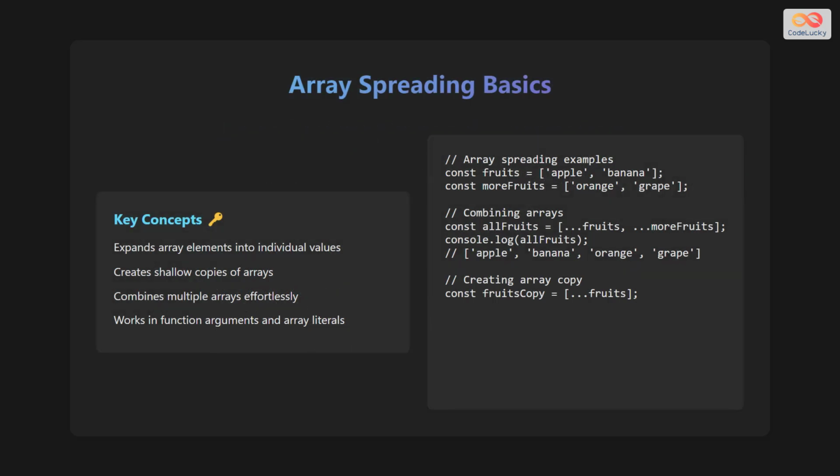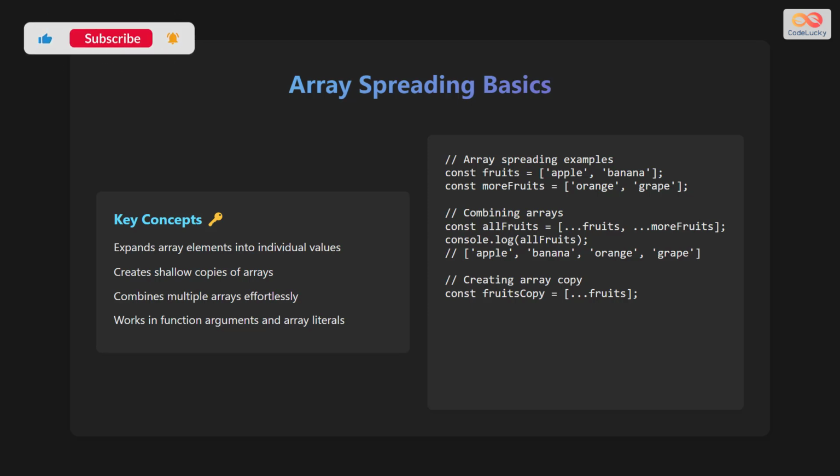Now let's dive into the basics of using the spread operator with arrays. The spread operator essentially unpacks array elements, turning them into individual values. It's excellent for creating shallow copies of arrays and combining multiple arrays together. Also, it seamlessly works within function arguments and array literals. Let us explore an example to understand this.